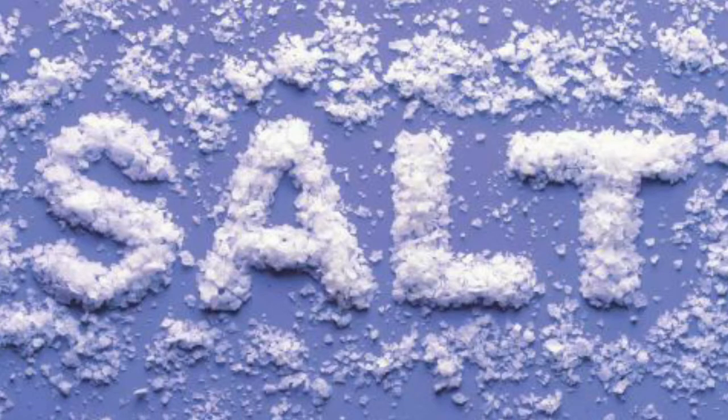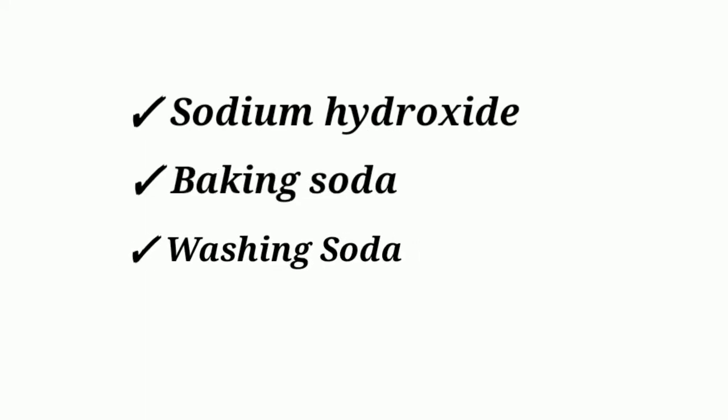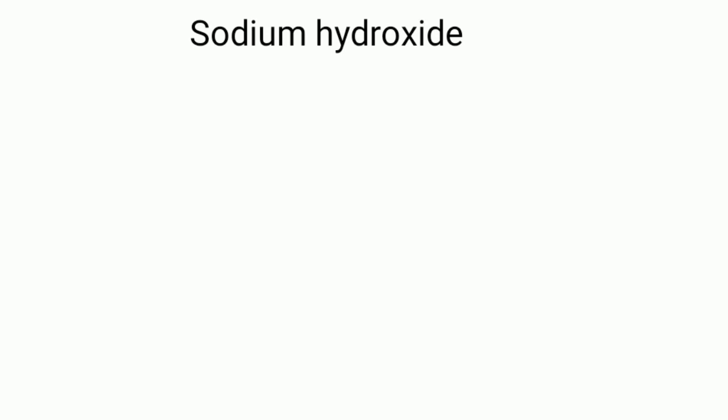Common salt is an important raw material for various materials we use in our daily life, such as sodium hydroxide, baking soda, washing soda, bleaching powder, and many more. So let us study how one substance is used for making all these different substances. First one, sodium hydroxide.